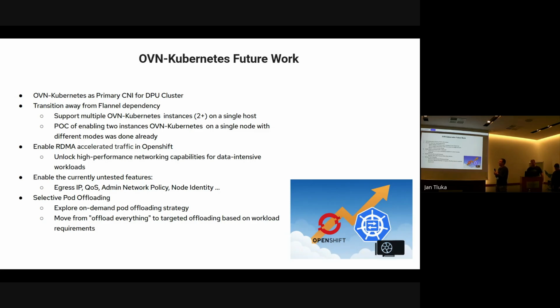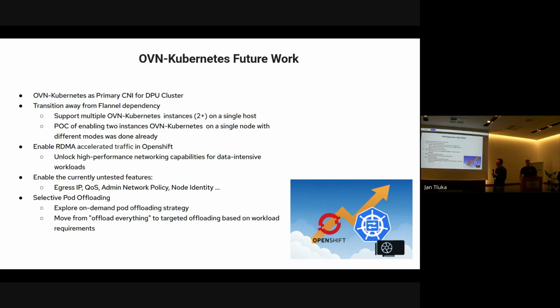So we want to have OVN Kubernetes as the primary CNI on the hosted cluster and the DPU cluster. Currently, we have Flannel. Why do we have Flannel? Because currently OVN Kubernetes can't run two instances on a single host, and we need that, because we already support only OVN Kubernetes.